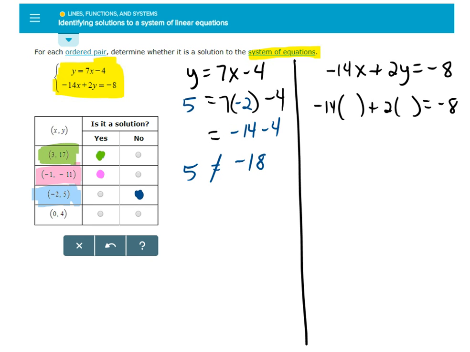And then the last one is the (0, 4). Okay. I'm going to do this one in a purple color. Y is 4 and x is 0. 7 times 0 is 0, and 0 minus 4 is negative 4. 4 does not equal negative 4, so this one's also a no. So just keep in mind, it has to check in both in order for it to be a solution. Okay? All right, and that's all there is to that.